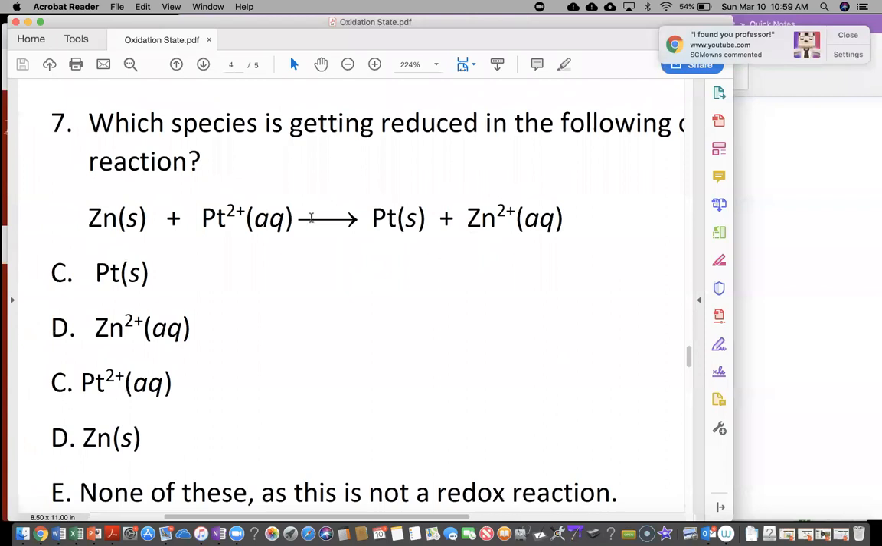And then Pt2+ went from Pt2+ to Pt. What happened to this guy? It went to 0, from +2 to 0. So what happened to this guy? Did it get reduced or oxidized?